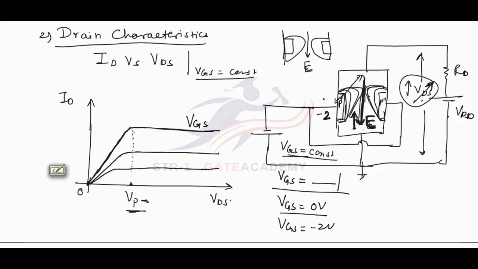This curve will be for VGS equal to 0 volt, this curve will be for minus 2 volt, and this curve will be for VGS equal to minus 4 volt. These are the drain characteristics of JFET.